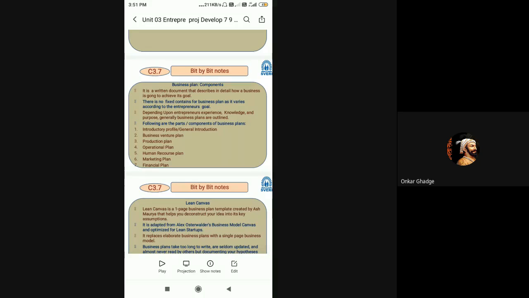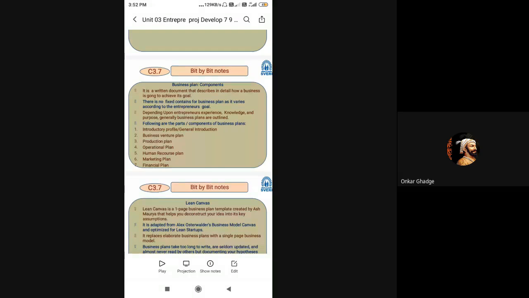Then various welfare activities, like PF is there, provident fund is there, right? You may be knowing. Like that, various insurance things are there. Like that, welfare activities are there in the organization, so that information must be included in that particular business HR plan.